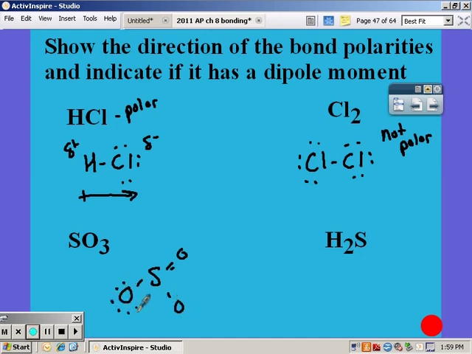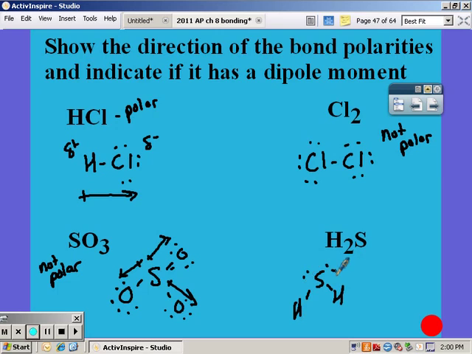SO3 displays resonance, but we don't need to draw all the resonance structures to answer the question. The arrows should be pointing towards oxygen. Notice that the oxygens are symmetrically arranged around sulfur, with no lone pairs, making SO3 not polar.